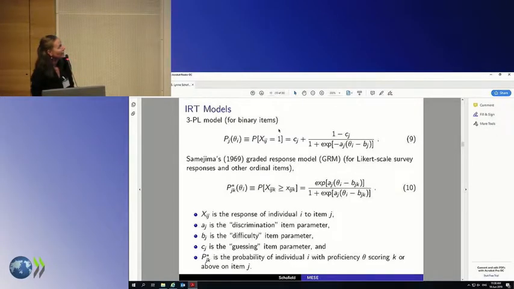We've already seen this 3PL model laid out. That's really for binary items when we have some right-wrong answer within there. And then we've got these graded response models that we can use for Likert scale surveys or other ordinal items along the way. So I put this up here because these are going to be the two models we're going to use in some of the examples that we see later.